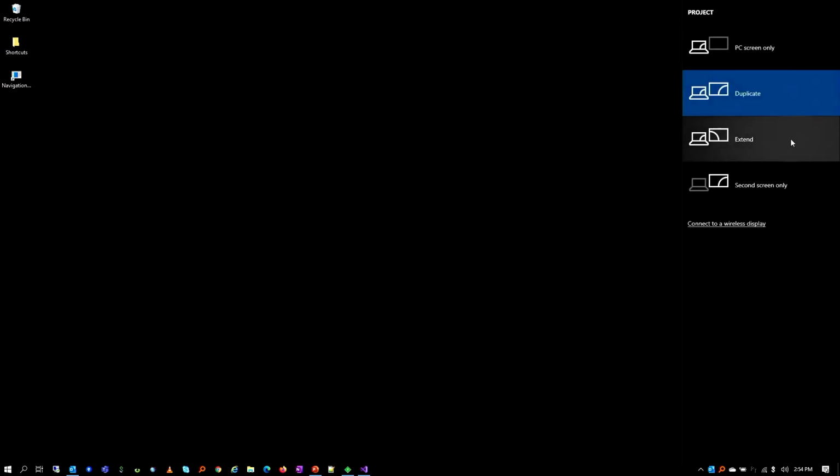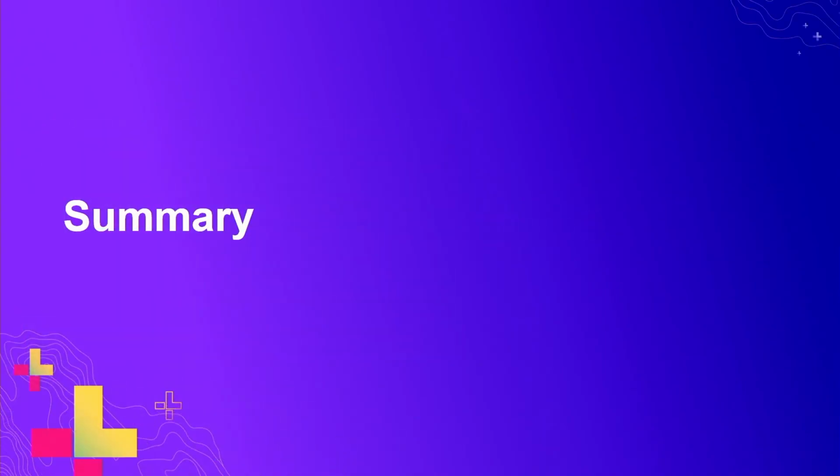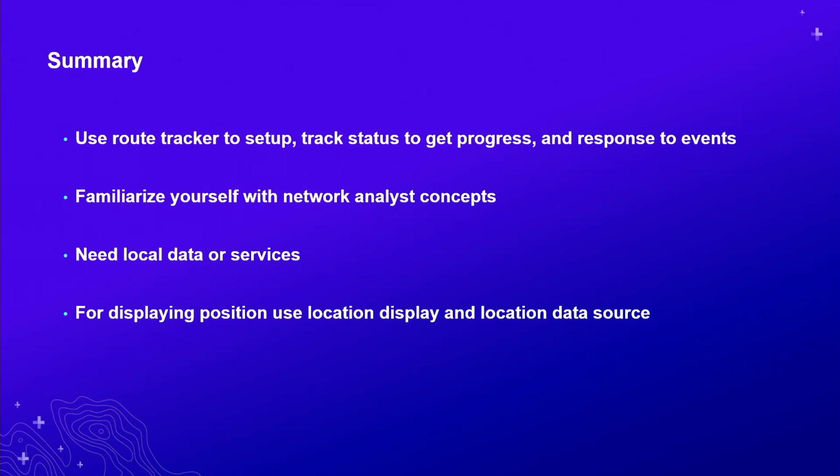So let's go back to the presentation and finish off. In summary, you want to use the route tracker to set up. That's your main setup object. You want to track status to get progress, and you want to respond to events. That's basically how you use the API.